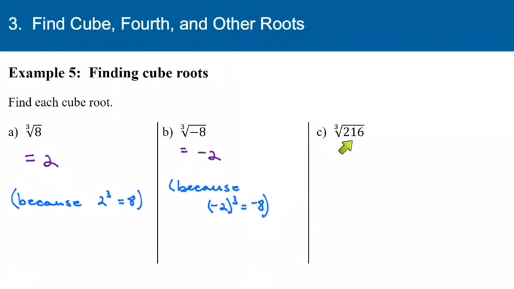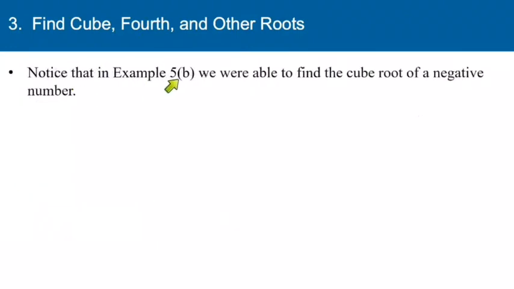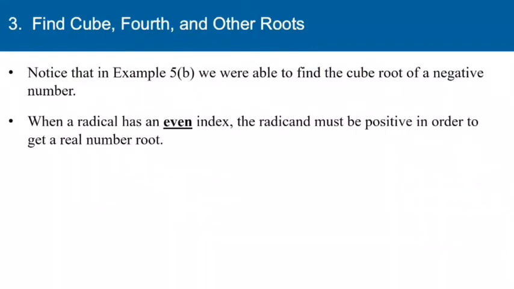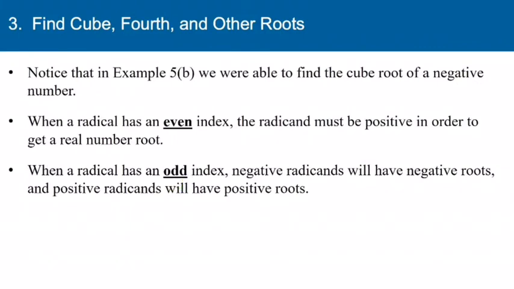Now, how about the cube root of 216? Well, we know that 6 to the third power is 216. So the cube root of 216 is 6. So let's look again at what happened with part B of that last example. We were able to find the cube root of a negative number. So just like we saw with the square roots, when a radical has an even index, the radicand, the number under the radical, must be positive in order for us to get a real number. But when a radical has an odd index, a negative radicand will just give you a negative root, and all positive radicands will give you positive roots.